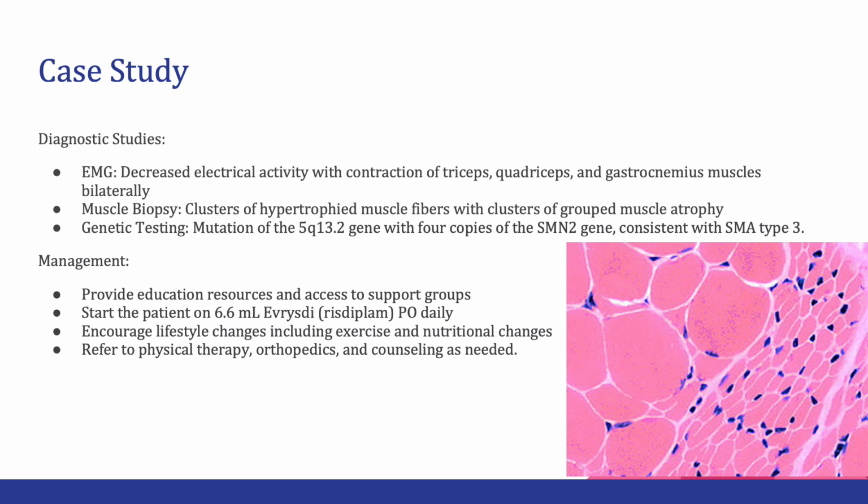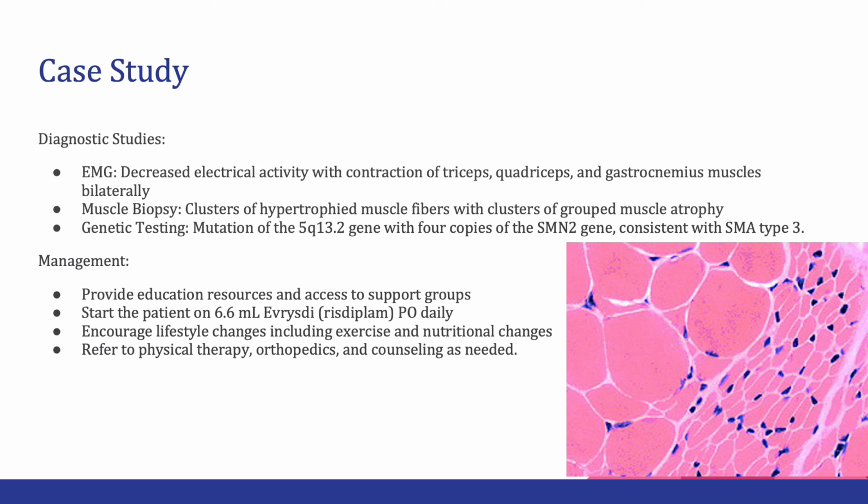When the results come back, they show clusters of hypertrophied muscle fibers, as well as clusters of grouped muscle atrophy. And if you look at the picture on the bottom right, you can actually see what I'm talking about. On the left side of the picture, there are large hypertrophied muscle fibers, while on the right side, there are groups of significantly smaller atrophied muscle fibers.